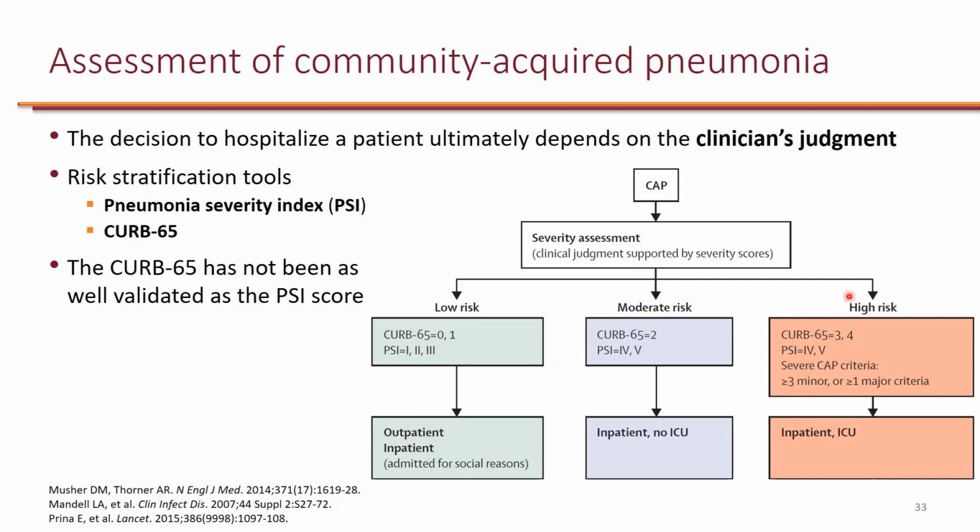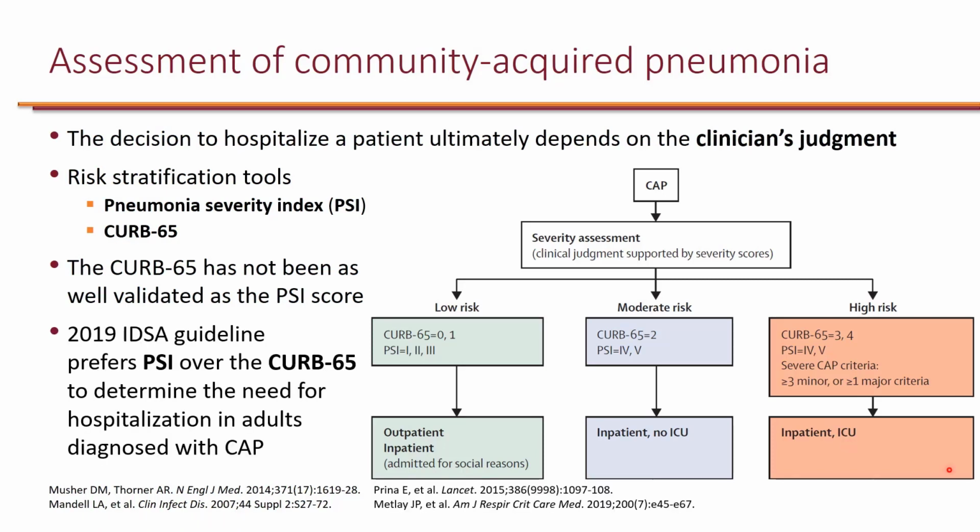Now, moderate risk and high risk patients typically need to be admitted to the hospital, and in some severe cases, the patients need to be admitted to the ICU because of the hypoxia. It doesn't mean that all high risk patients will be admitted to the ICU. This will depend on a case by case basis. The 2019 IDSA guideline for CAP actually prefers the PSI over the CURB-65 score to determine the need for hospitalization in adults diagnosed with CAP.